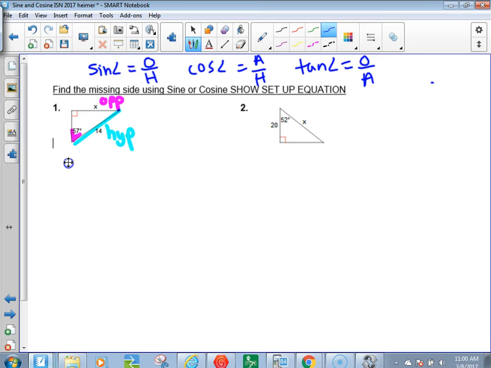So our setup would be the sine of 57. This is our equation. Equals. Opposite leg has an X on it. Hypotenuse has a 14 on it. We treat it like a proportion by putting a 1 under the sine of 57. We multiply across. X times 1 would be 1x. And the other side, 14 times the sine of 57.